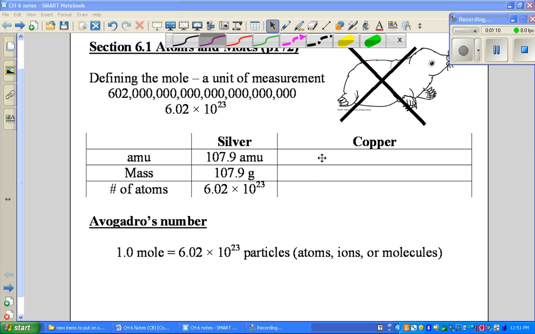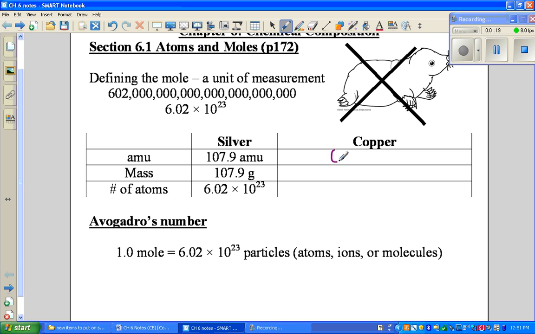So if you take a look at copper on the periodic chart, it has a mass number of 63.5. So we would say that's 63.5 AMUs, or it would be 63.5 grams per 1 mole. And so that would be grams per mole. You should also write this here, grams per mole right here.